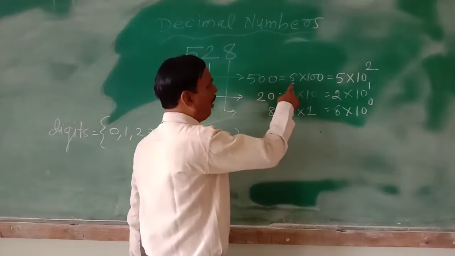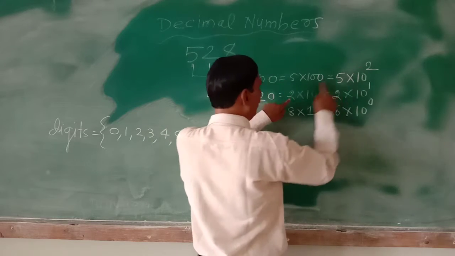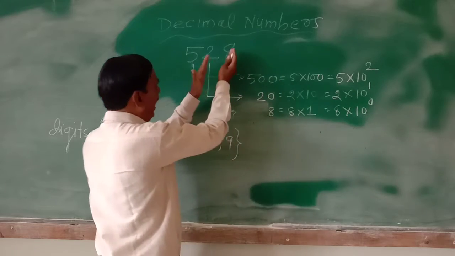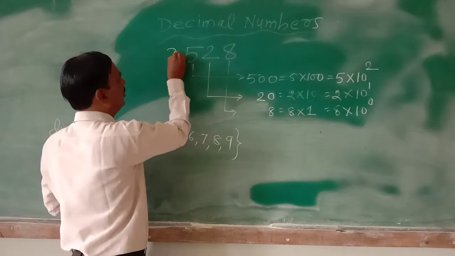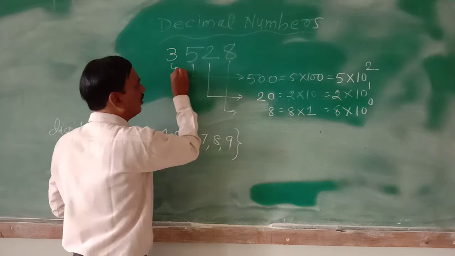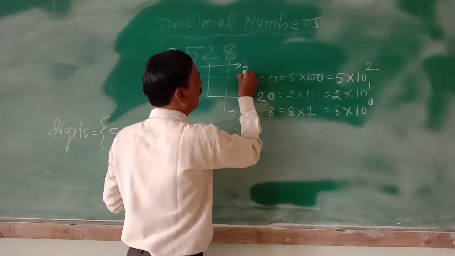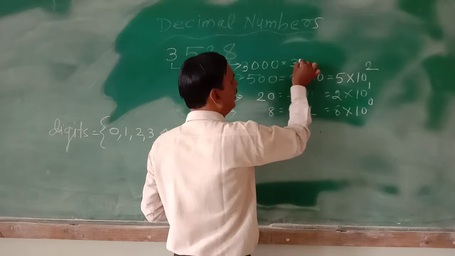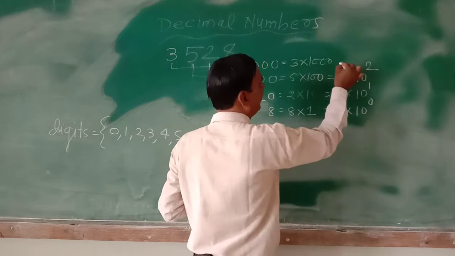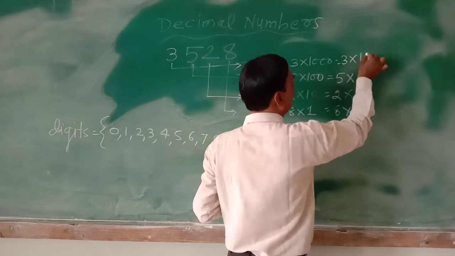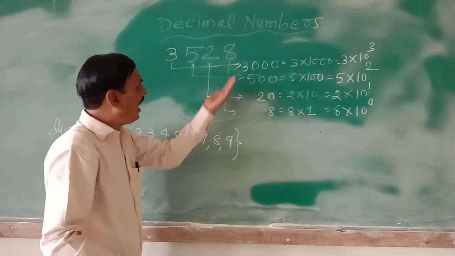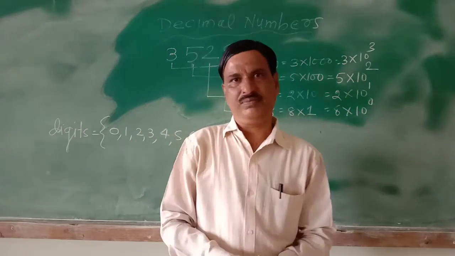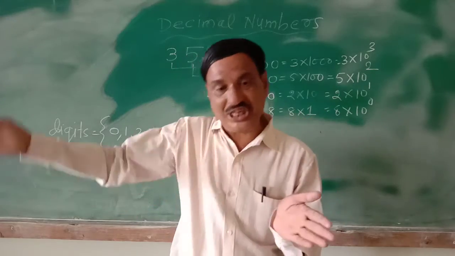In other words, 5 has 10's 2nd power, 2 has 10's first power, and 8 has 10's 0th power. Suppose one more digit is added, say 3, then what will happen? This 3 will be called 3000, that is 3 into 1000, which is 3 into 10 to the power 3. It means as the digits increase, the power of 10 also increases.